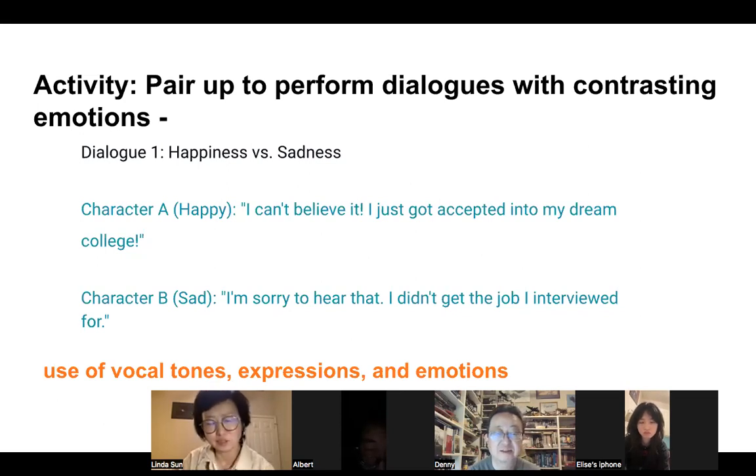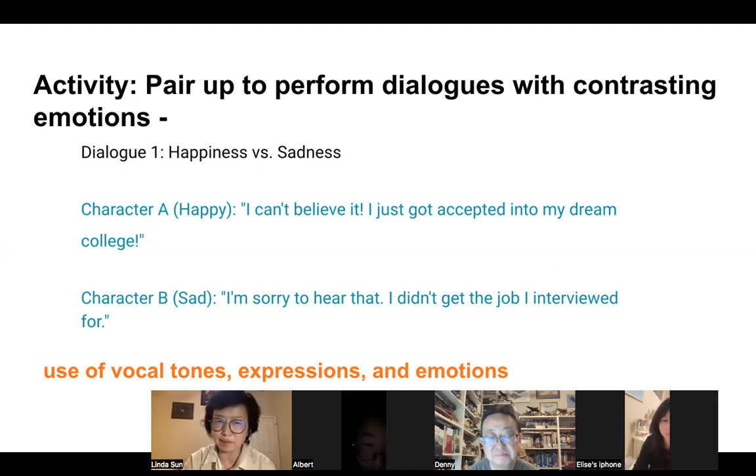Good. Students, do you agree? Do you hear the happy voice and the sad voice? What did I say that made it sound so happy? The higher pitch. How about the sad? The lower pitch, or the slow, right? He was talking slower, and continuously slow and lower pitch, that made it sound sad.